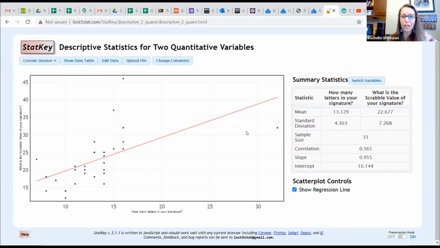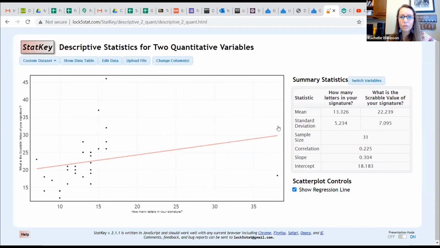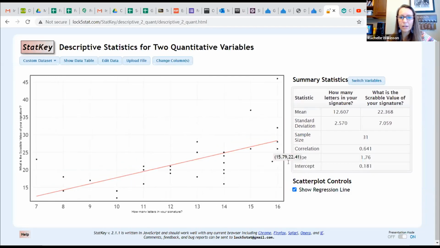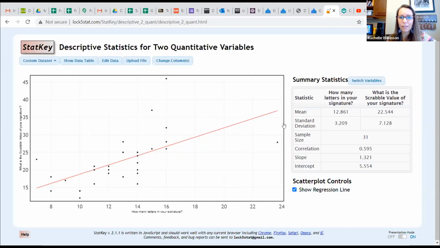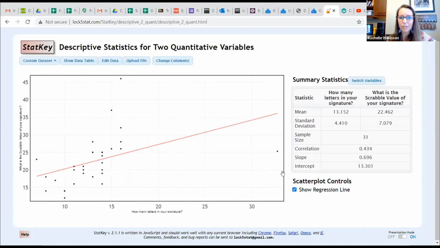And in StatKey, you can actually move points around and it will show you how it affects the line. So it's kind of cool. Here's this value out here. If I just move this one value up or down or over, whoops, it's kind of hard to control though. I should warn you of that. I'm trying to get back out to my 32.